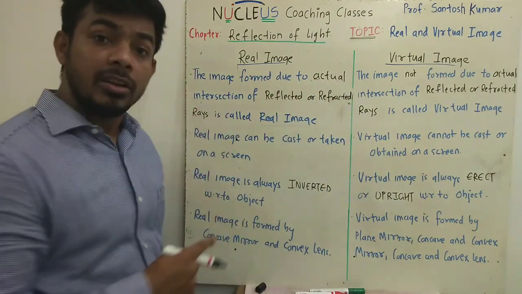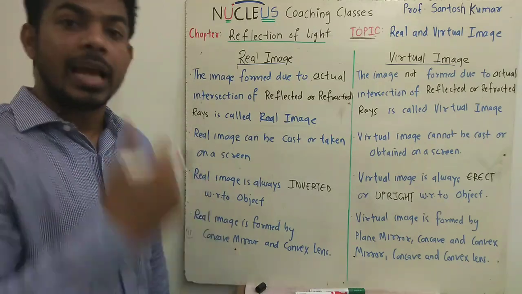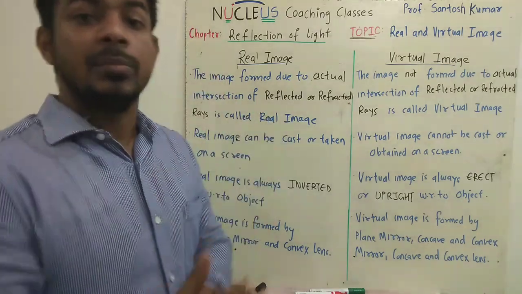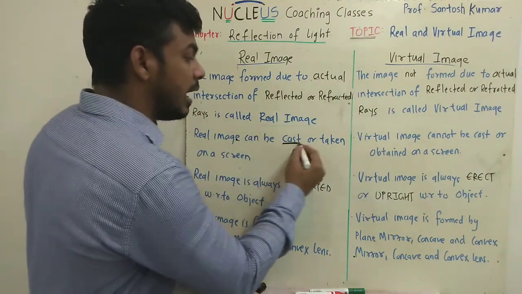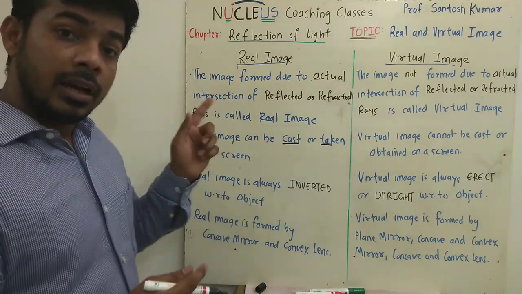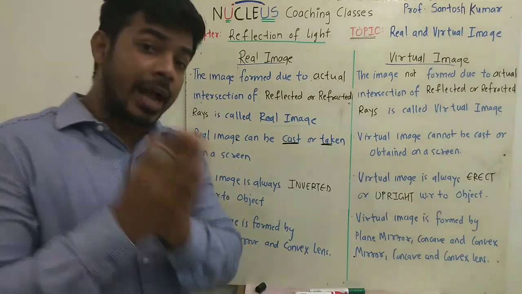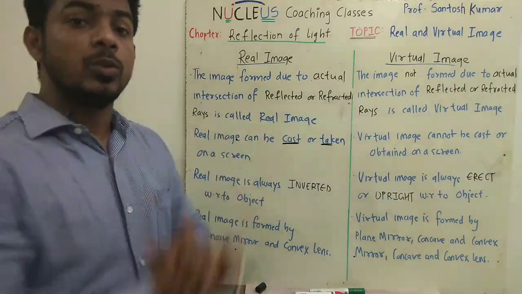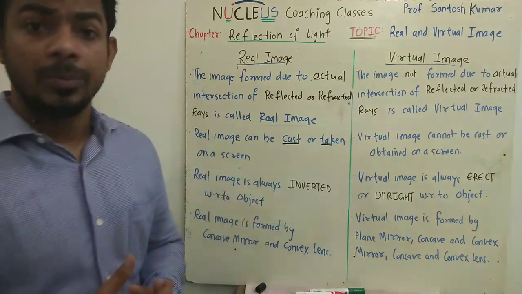Since the rays after reflection or refraction actually meet at a point, that point can be located and a screen can be placed at that point. That means the real image can simply be cast or taken on a screen, because these images are formed due to actual intersection. We just need to place a screen where the rays are actually meeting.